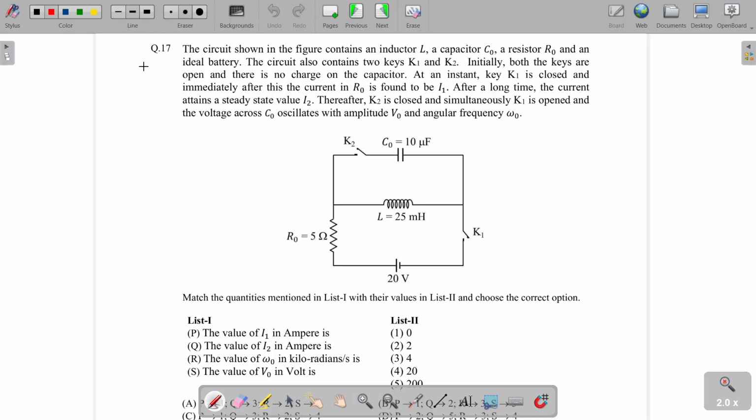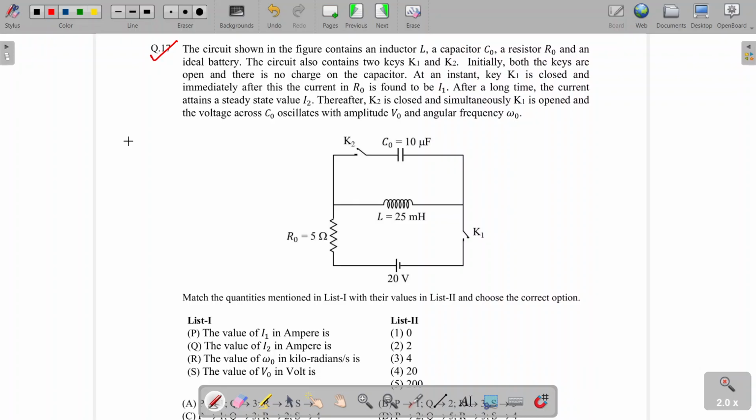We are going to discuss the match the following part 17, which came in JEE Advanced 2024, paper 1. In this question, we have two keys as you can see in the figure, K1 and K2. Now, first, we will be closing the key K1.